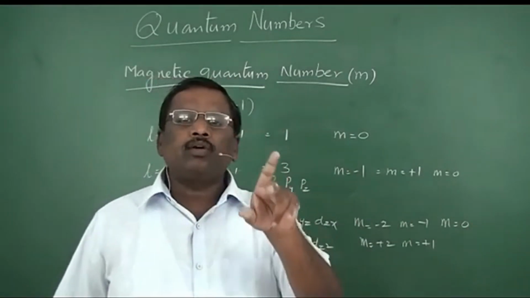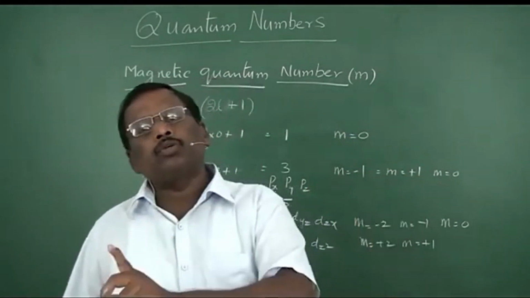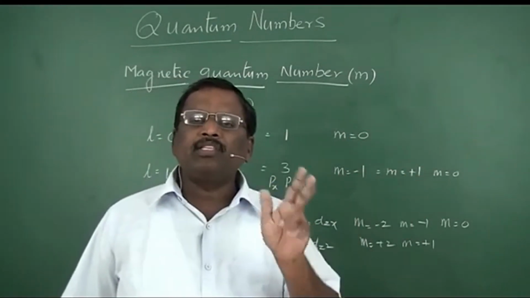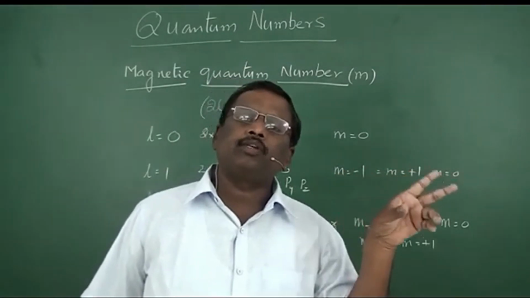They are m is equal to minus 1, m is equal to plus 1, m is equal to 0. If L is equal to 2, m will have 5 values. They are m is equal to plus 2, m is equal to plus 1, m is equal to 0, m is equal to minus 1, m is equal to minus 2.